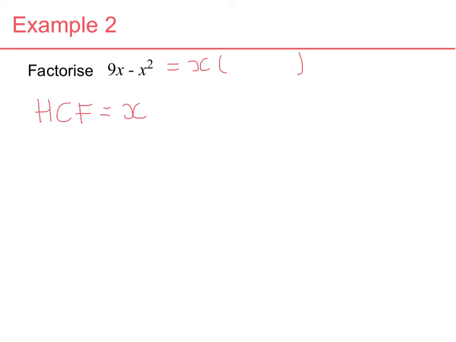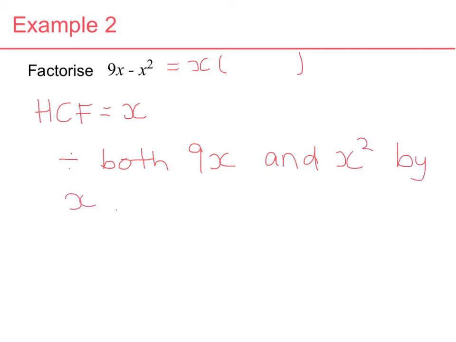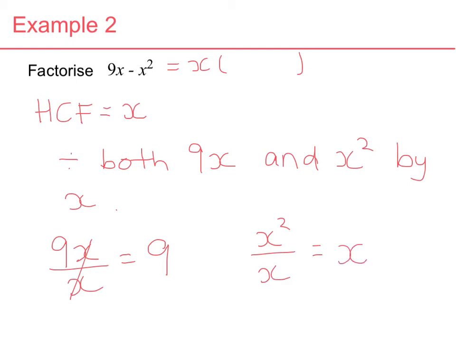Now we need to divide both terms, 9x and x squared, by x. So 9x divided by x, we know from our algebraic laws, leaves us with 9 as the x's both cancel. And x squared divided by x cancels down to leave us with just one x. So they're the two terms I'm going to write inside my brackets.